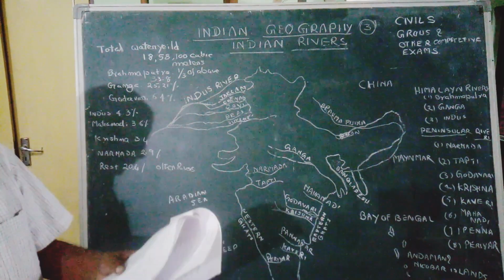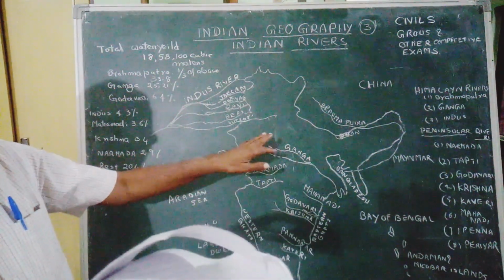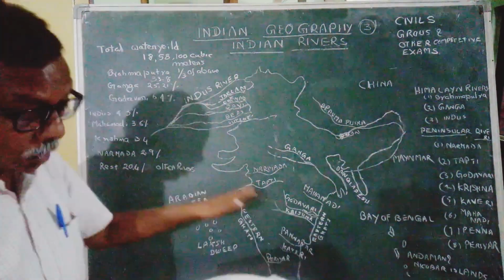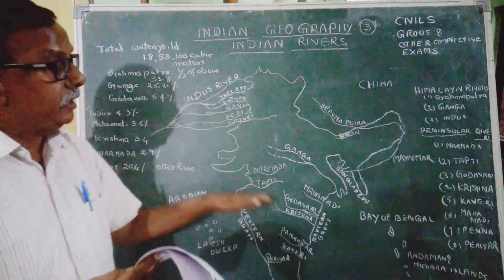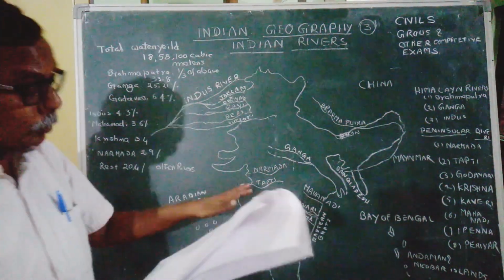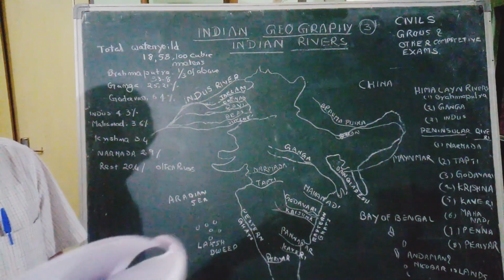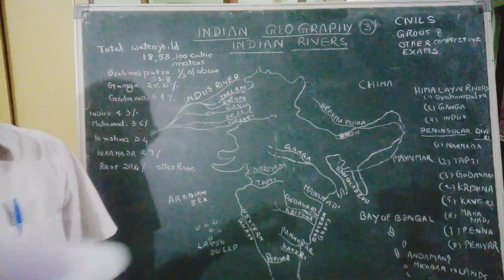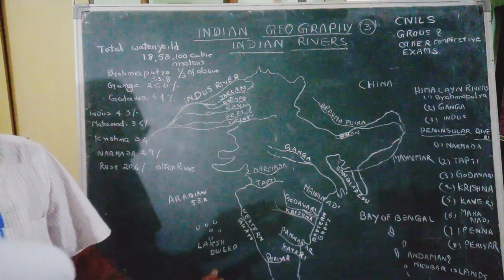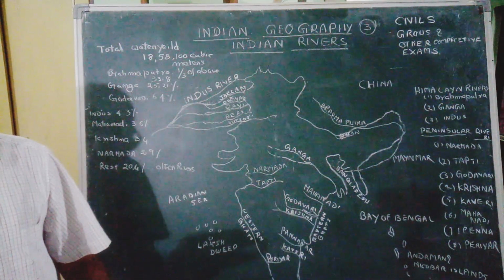Krishna River. It originates in Mahabaleshwar in Maharashtra. After Godavari, this is the second largest river of east flowing nature. It flows through Maharashtra, Karnataka, and Madhya Pradesh. The main tributaries of Krishna are Koyna, Panchaganga, Ghataprabha, Malaprabha, Bhima, and Tungabhadra.